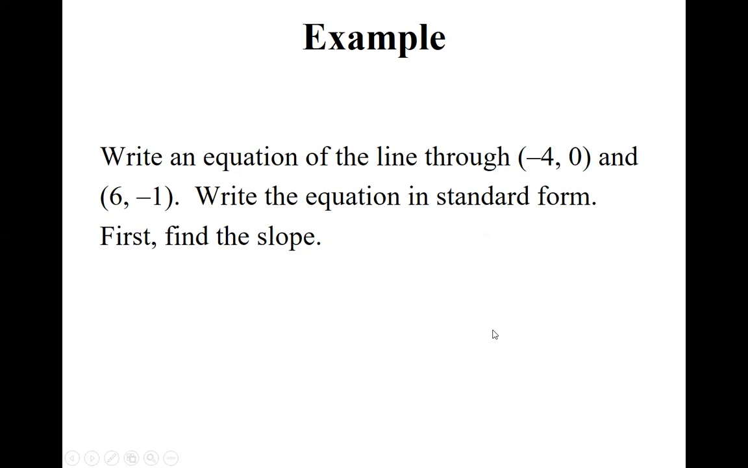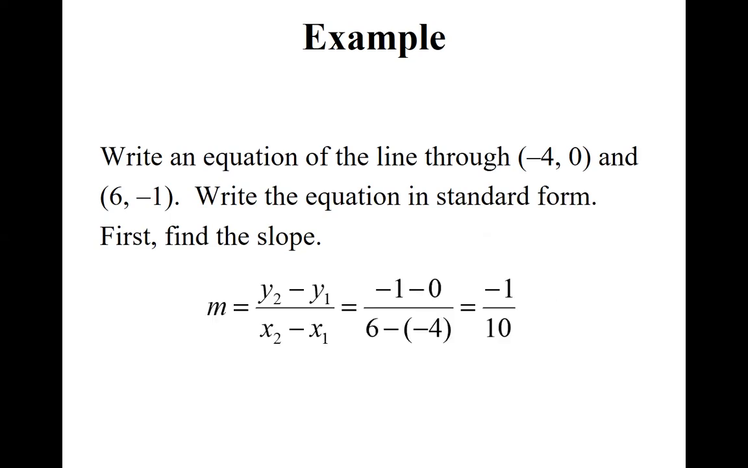Let's write an equation of the line through negative 4, 0 and 6, negative 1. We want to write the equation in standard form. So that's the form with the x and the y on the same side. Well, first we have to find the slope because all we're given is 2 points on the line.